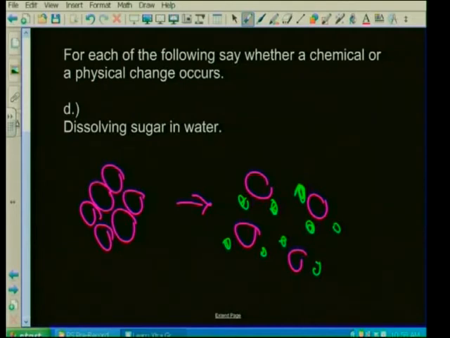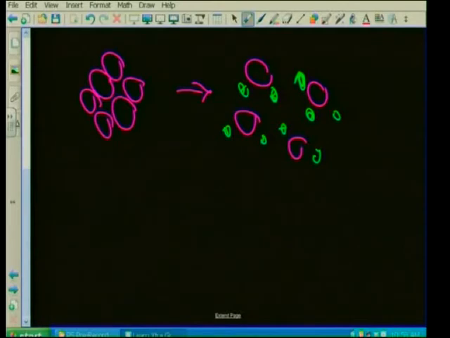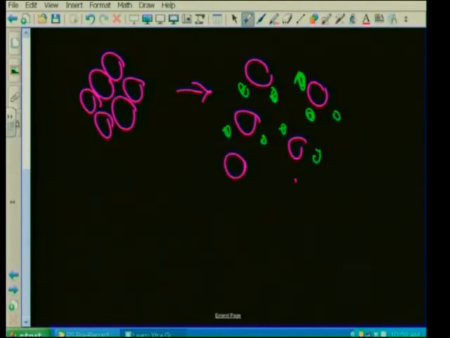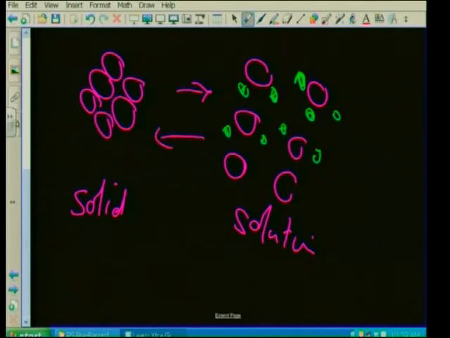So have we made any new stuff? Well, no. They're still the same. The sugar hasn't changed. They've just moved further apart from each other. And to be absolutely accurate, I should make sure that the number's the same. I started with 6 and I've got 6. This was a solid. This is in solution. If I heat, take away the water, I can easily get back to that. So this is a physical change.